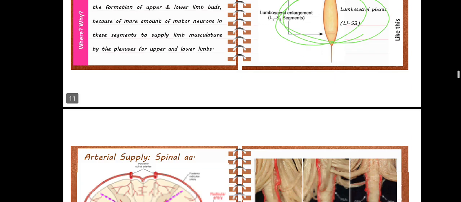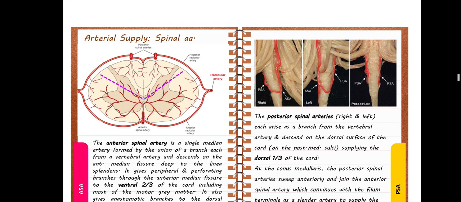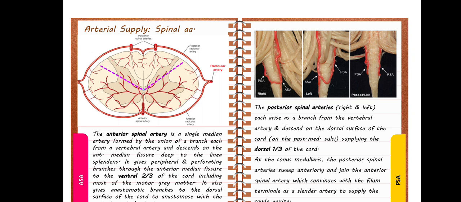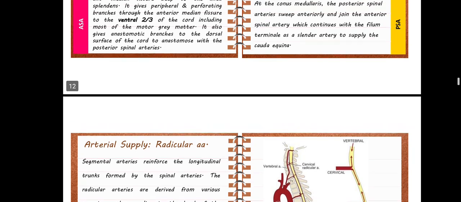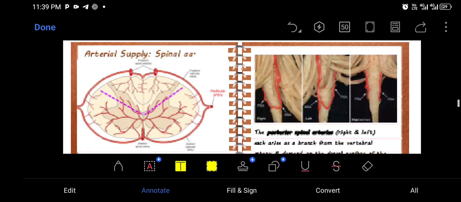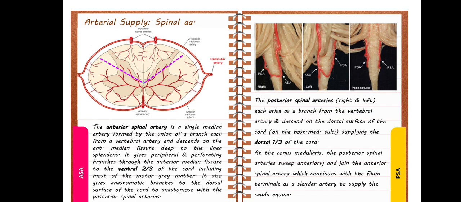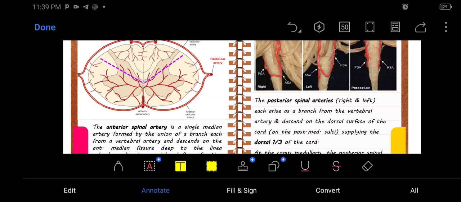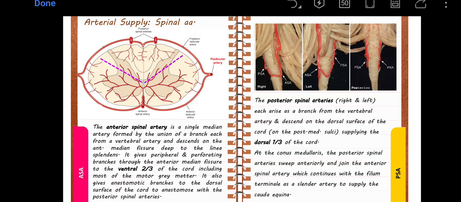So stop here. The next video will start with the arterial supply to the spinal cord. We'll look at it in the next video, and some other topics, so as to wrap up the spinal cord. I'll see you in the next video.